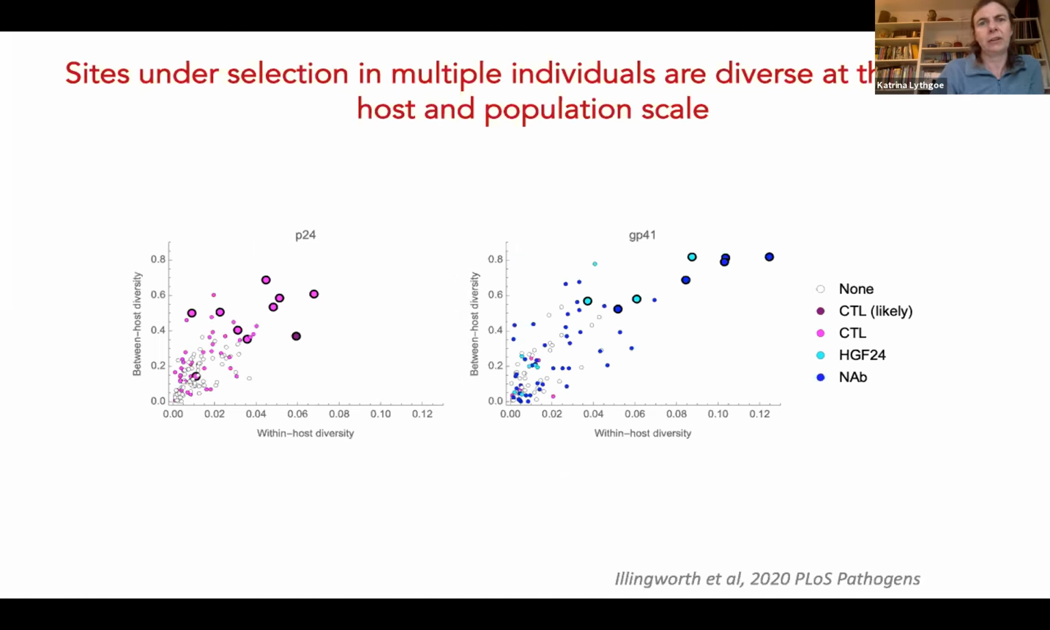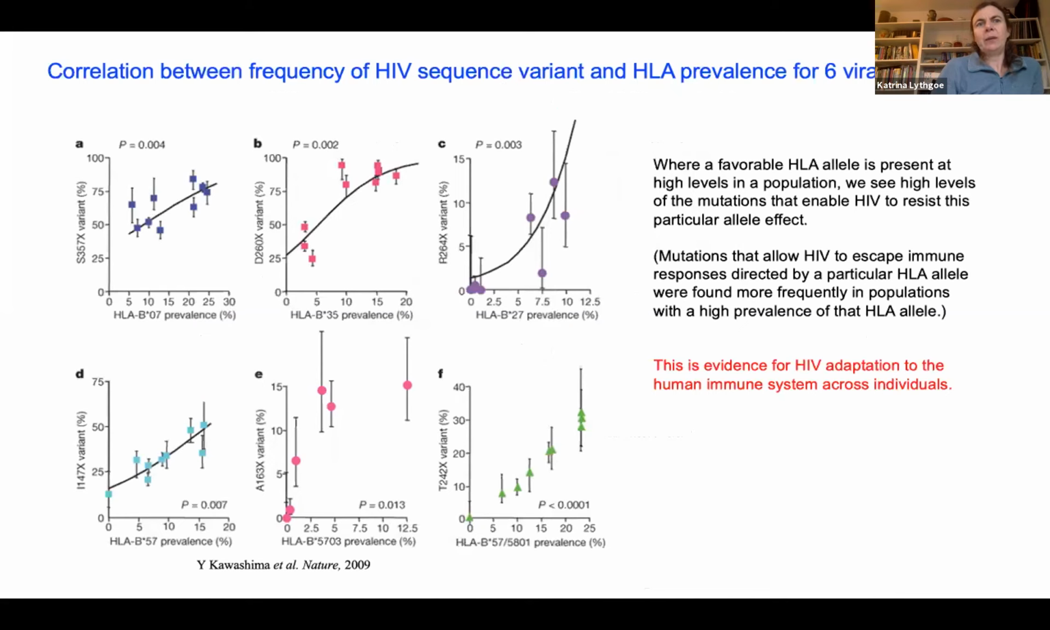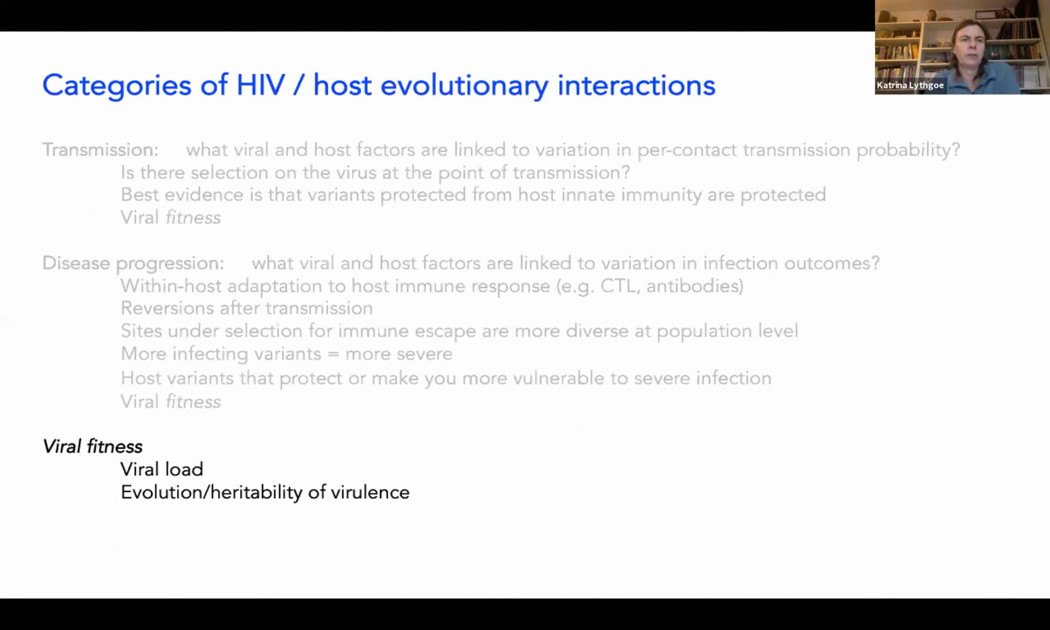Again, this is linking the within and the between host level, but we see that there's a correlation between the frequency of HLA escape mutations and the frequency of that HLA genotype amongst hosts, amongst individuals. And again, we see that there's a correlation between how diverse a sequence variant is and HLA prevalence. So we're really seeing how selection at the within host level and that interaction with host genetics is really influencing the diversity of the virus at the population level. And then as I promised, we'll get on to viral fitness and viral load.